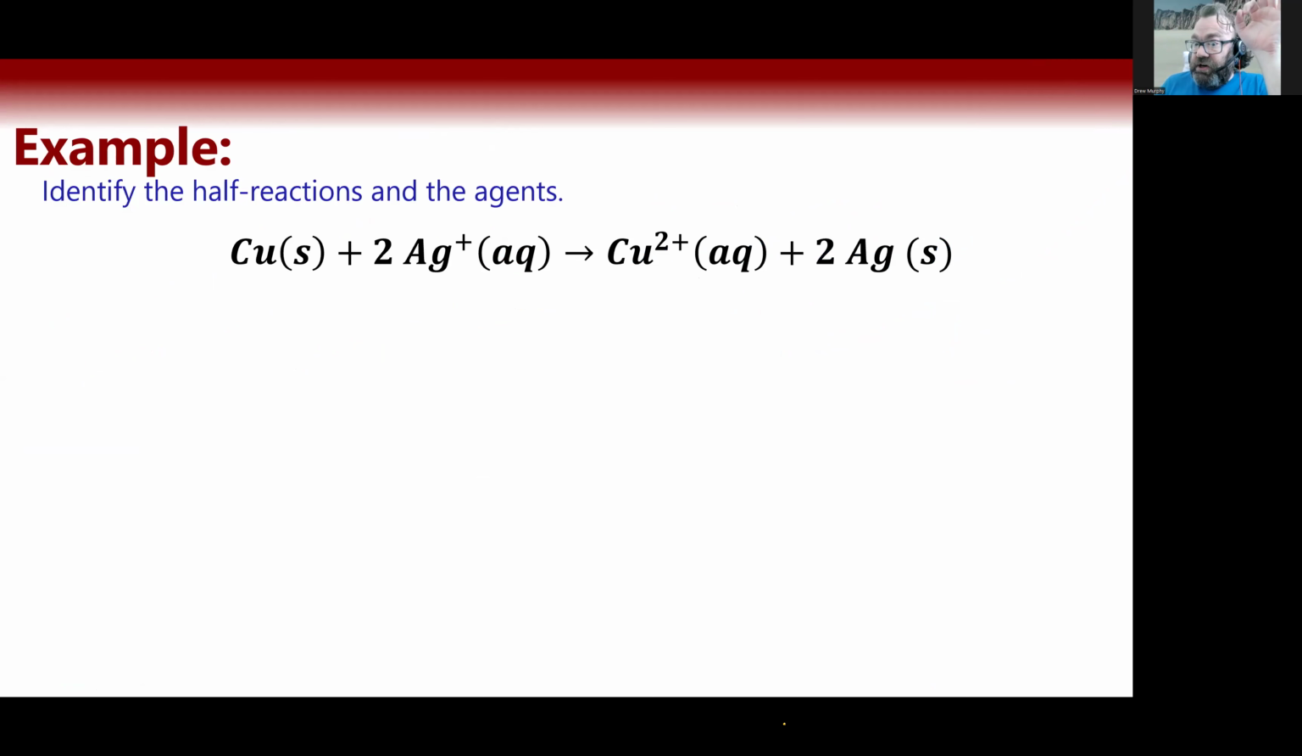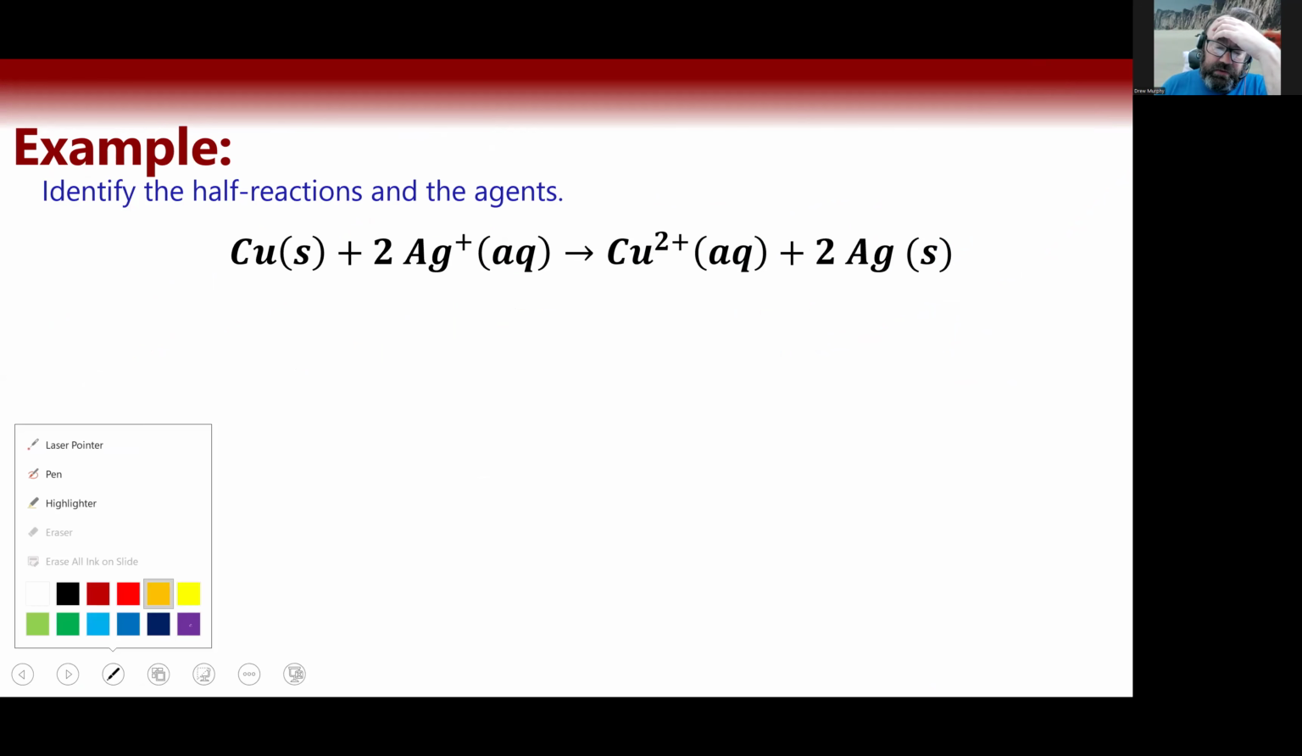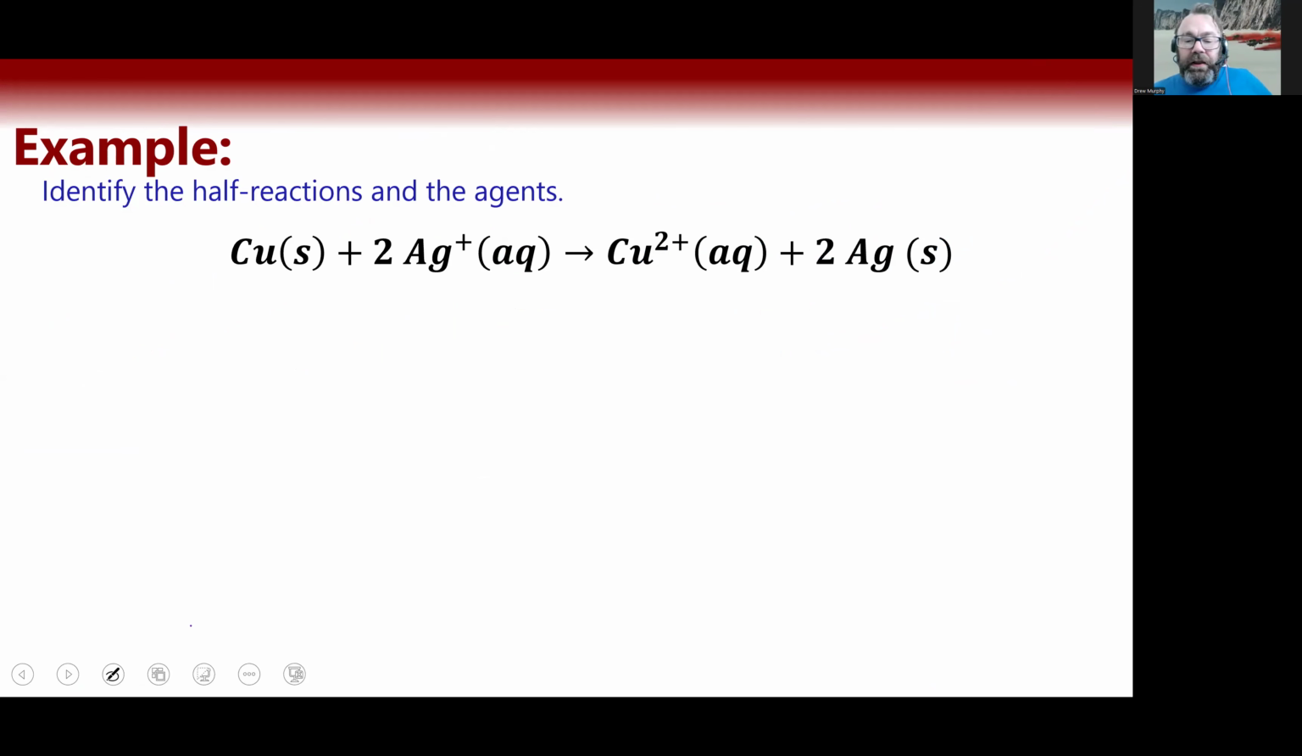So let's give this a shot. Identify the half reactions and the agents. So we will figure this out. First, we need oxidation numbers. Copper loose on its own, 0. Silver with a plus charge is +1. Copper here is a +2. And silver over here has no charge, so that's a 0.